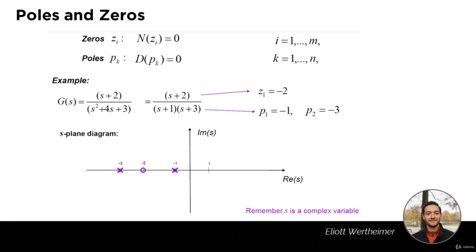We can then plot this on the s-plane. The s-plane is essentially the complex plane. You have the vertical axis that represents the imaginary number, and the horizontal axis that represents the real number. So we can place our zero as a circle and our poles as crosses.